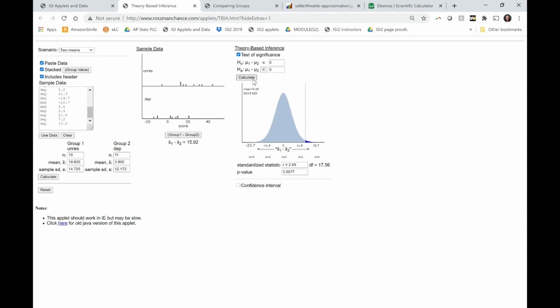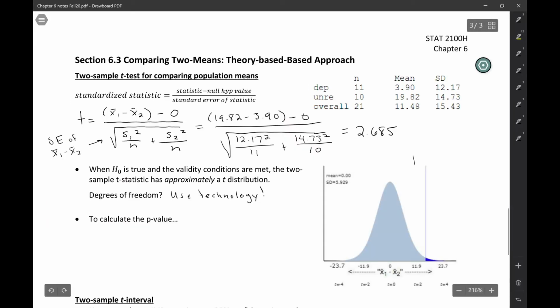And it does everything here for me. My t-statistic is 2.69, that's the same as we got by hand. It gives us the degrees of freedom. We avoided that horrible formula: 17.56 degrees of freedom, and it also gives us the p-value. So we find our t-statistic, 2.685, and then we're comparing this to a t-distribution with degrees of freedom 17.56.